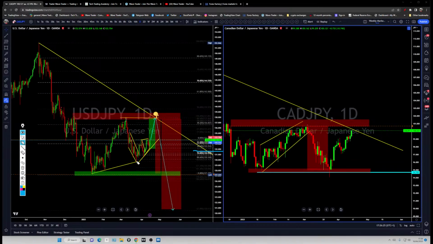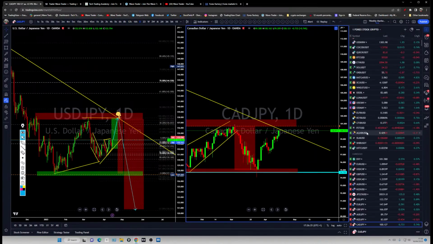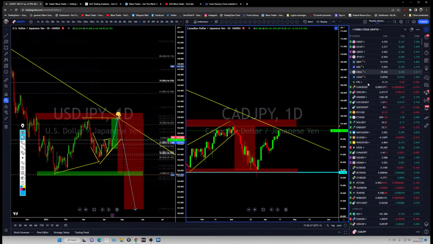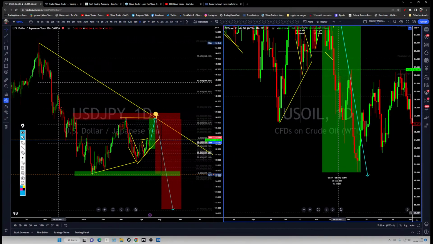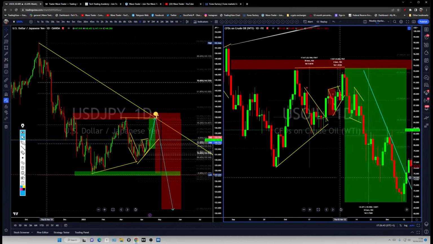It just reversed. More likely it's following the oil chart. We are having a very similar kind of formation on dollar yen. If I pull out the oil chart, it is very similar, a contracting triangle.